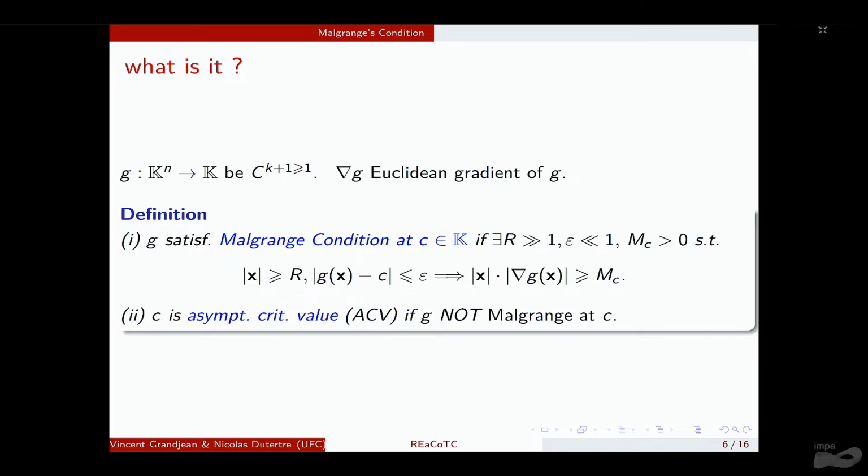Okay? So any level C of the function which is singular and with a non-compact critical locus will fail this condition. Of course, because the gradient will be 0 along a sequence that goes to infinity. In particular, the value 0 of this example is a value of this function at which the function is not Lagrange.